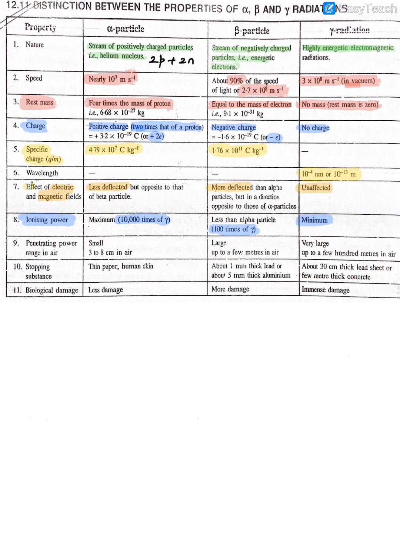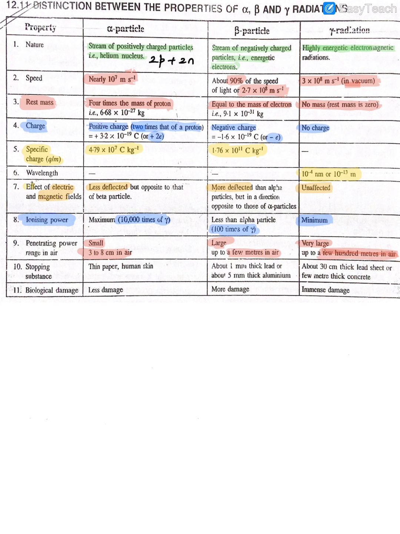Next thing is about the penetrating power. As we know, gamma radiations have got the maximum penetrating power. It has a very large penetrating power, a few hundred meters in air. Beta has lesser penetrating power, just a few meters in air. And alpha has very, very little penetrating power, just a few centimeters in air, 3 to 8 centimeters. So it's easy to stop alpha particles, a little more difficult to stop beta particles, and very difficult to stop the gamma radiations.